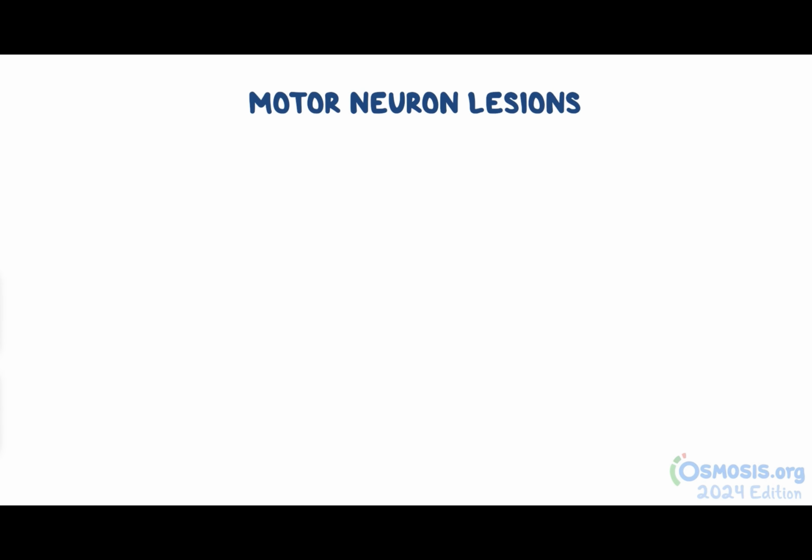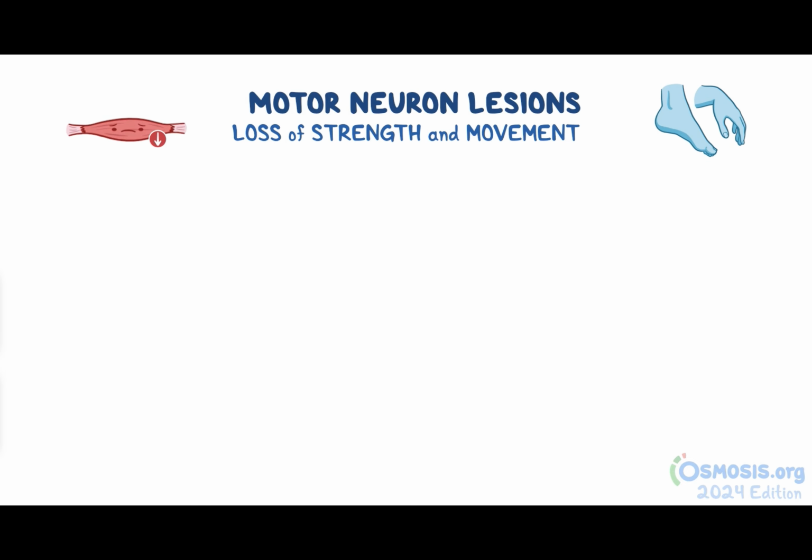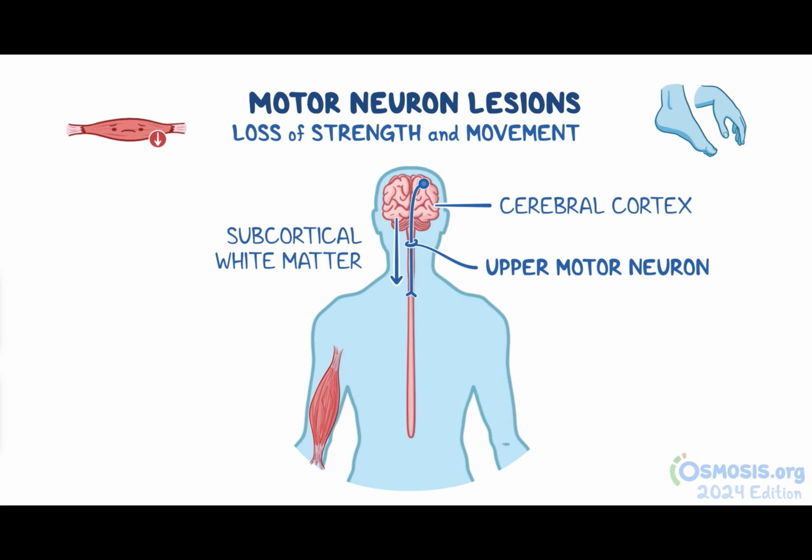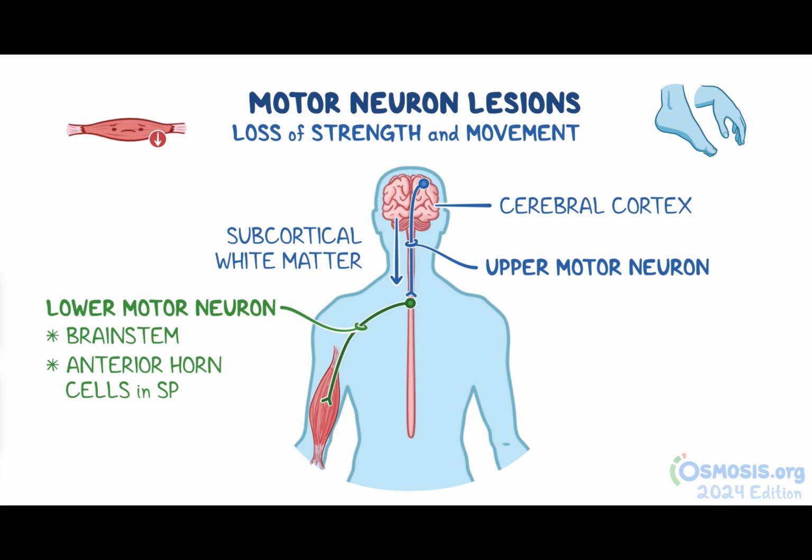Motor neuron lesions are conditions associated with a loss of strength and movement due to upper or lower motor neuron injuries. Upper motor neurons originate in the cerebral cortex with axons that descend through the subcortical white matter and synapse with the lower motor neurons in the brainstem and anterior horn cells in the spinal cord. These lower motor neurons then send axons out of the central nervous system via cranial nerves or spinal nerve roots to reach muscle cells.